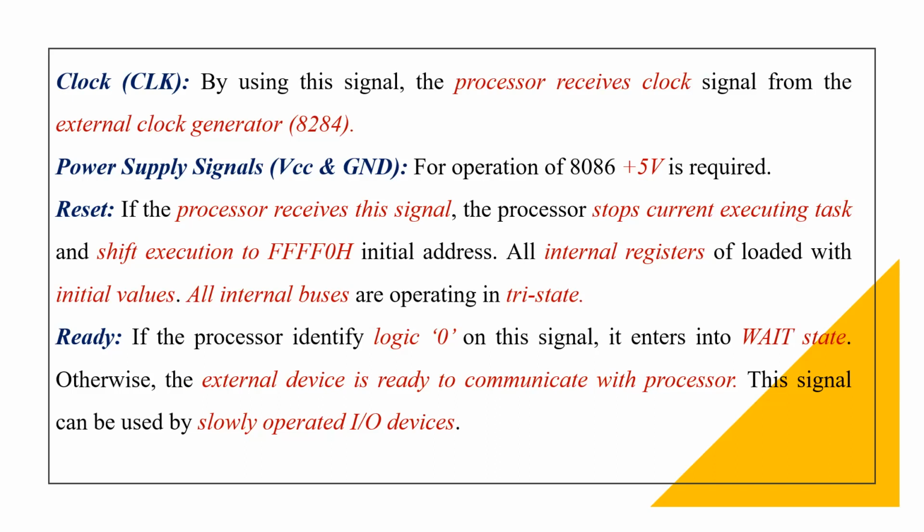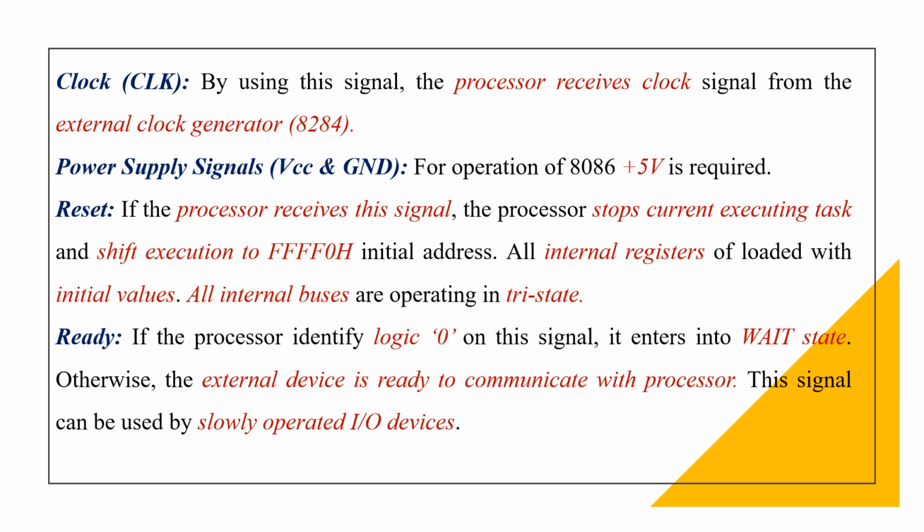Coming to the next signal, the clock, CLK. By using this signal, your processor can receive a clock signal from an external clock generator, because the 8086 doesn't have an inbuilt clock generator. It always depends on an external clock generator for the clock. We know that our 8086 can operate at a minimum frequency of 5 megahertz and a maximum frequency of 10 megahertz. So the frequencies that are required for 8086 operation are collected as a clock signal from the external clock generator. Here that IC number is 8284.